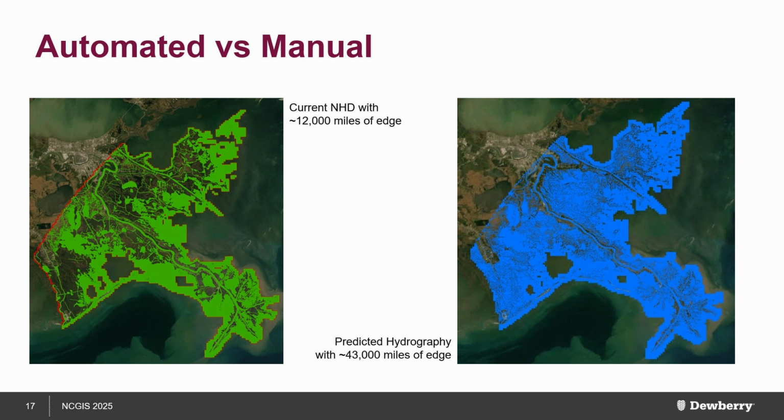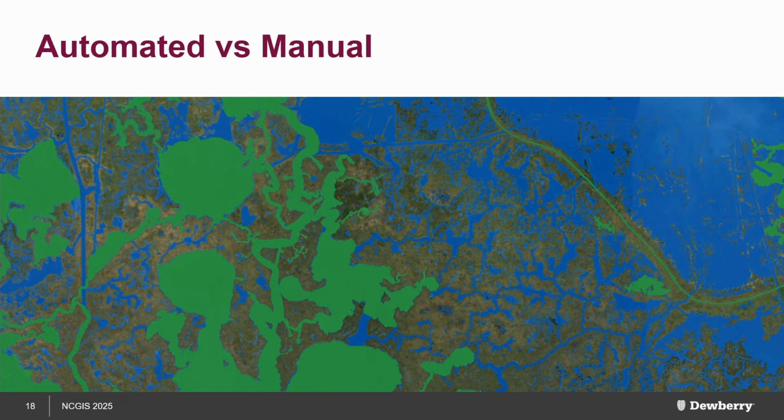So this is coastal Louisiana, and we used a model there. And the NHD at the time of deploying our model was 12,000 miles of edge in our project area, and the predicted hydrography produced 43,000 miles of edge. So it's a dramatic increase in the amount of data that's present even after filtering and editing and the final product. And here you can see the level of detail that I was trying to illustrate. So you have all these interconnected water bodies here. And rather than just the large features, you can see how much more complex the hydrography in the area actually is.